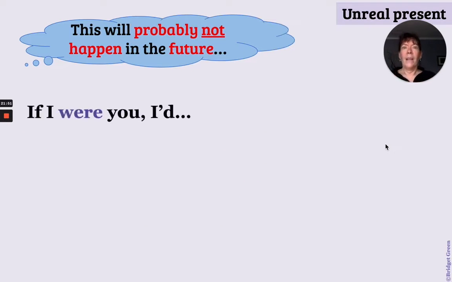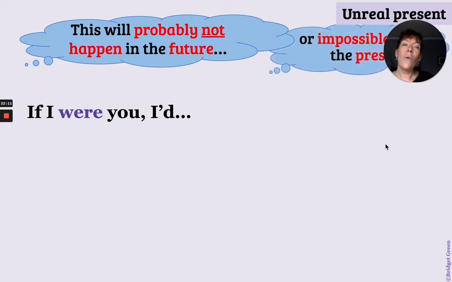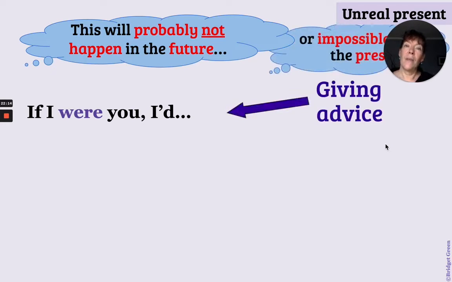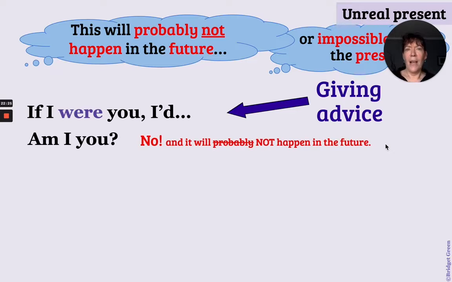Okay. Here's another way to use this unreal present, to say, if I were you. If we switched places, this is what I would do. This is one way to give advice. If I were in your position, if we changed places, if I were you, am I you? No, of course not. But we're talking about what will not happen in the future. It's just a weird way to give advice.